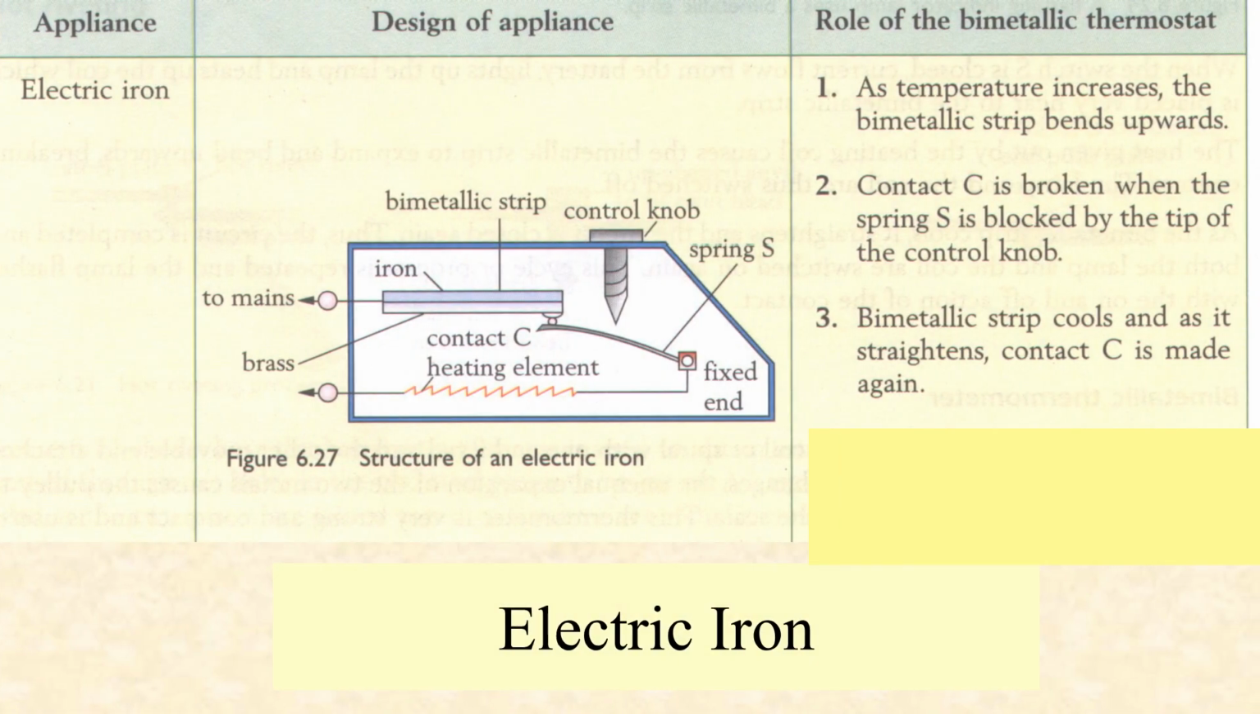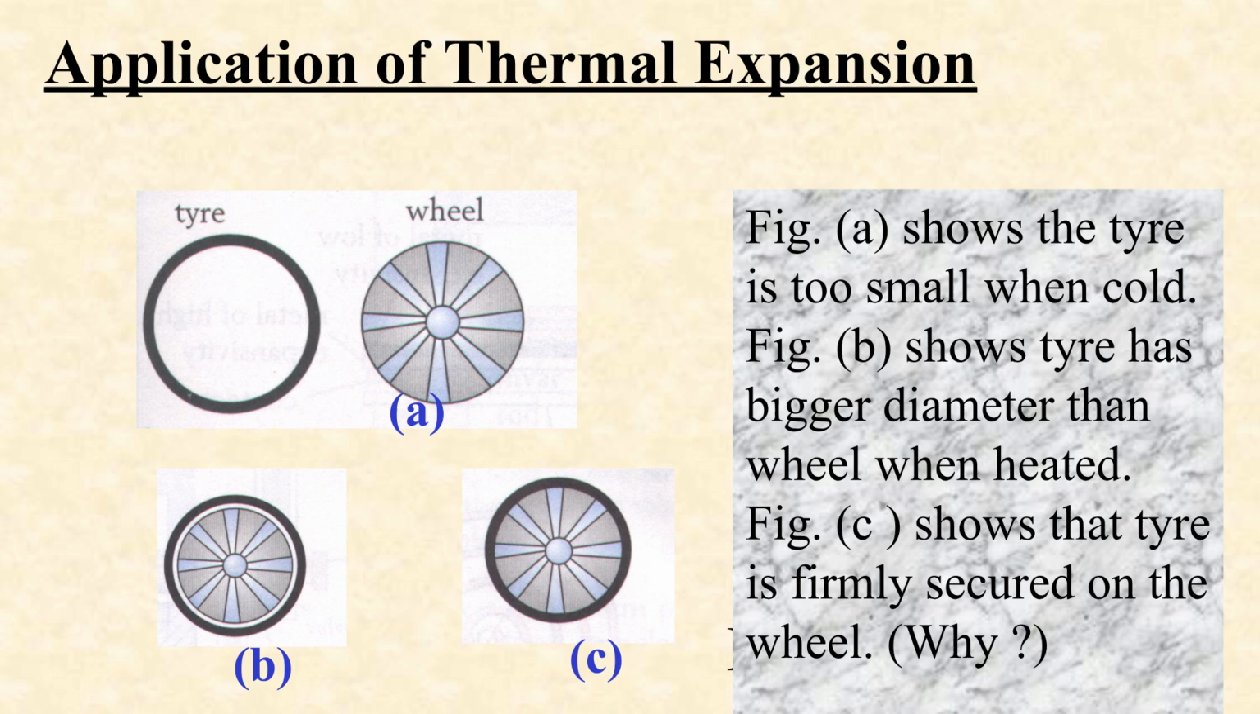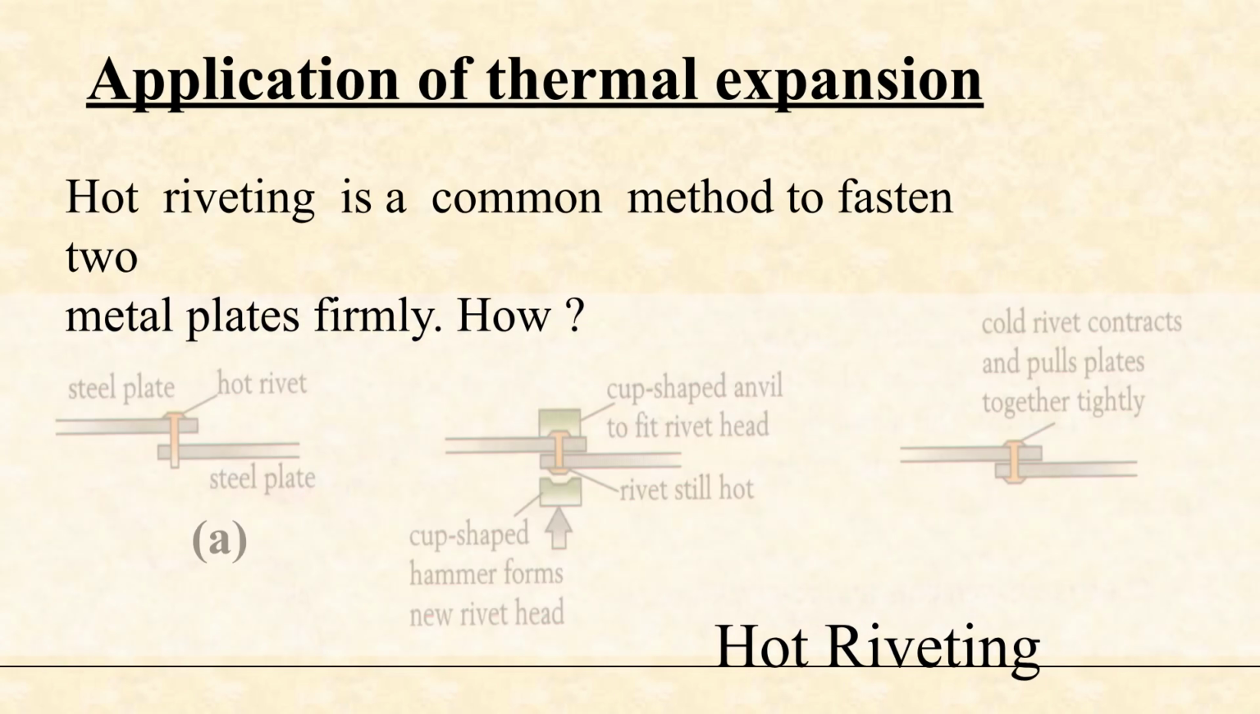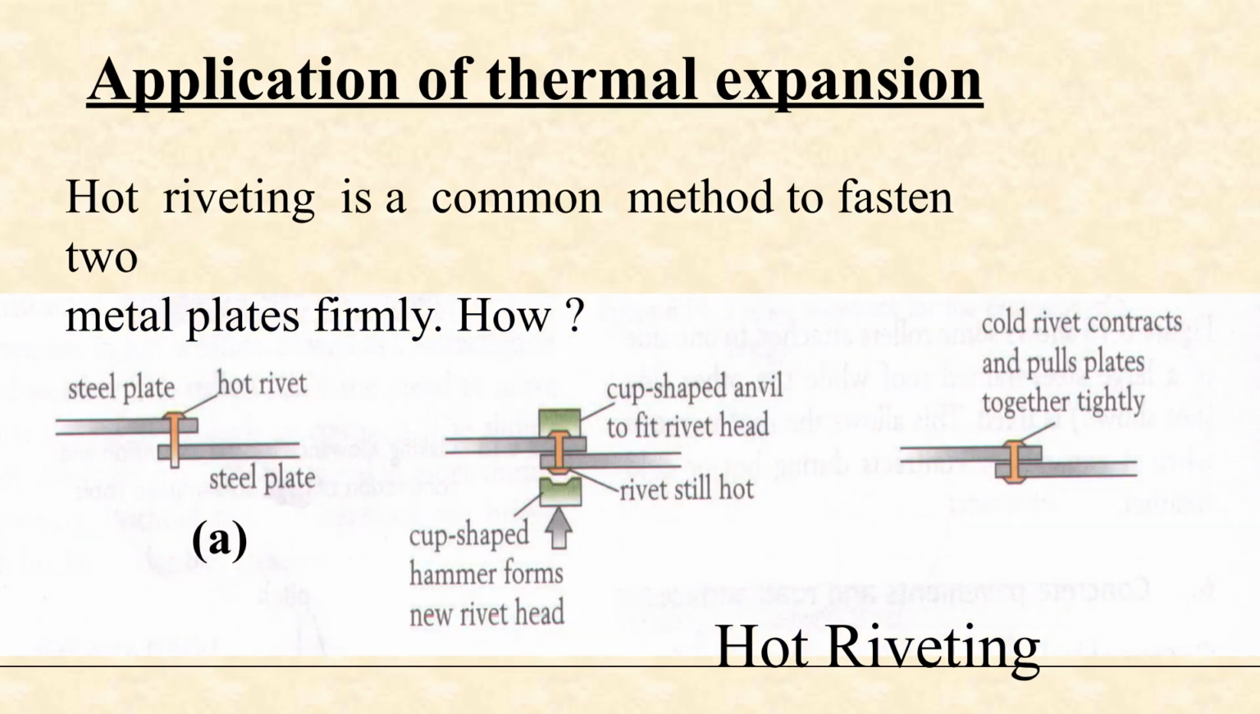The bimetallic strip is also used in an electric iron as a thermostat. As temperature increases, the strip bends and breaks contact C. When it cools and straightens, contact C is made again, regulating the temperature. Hot riveting is another application. A hot rivet expands, and when hammered, it forms a new head. As the rivet cools and contracts, it tightly pulls the two metal plates together.